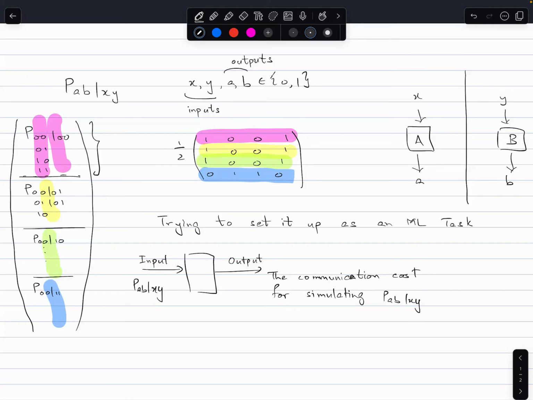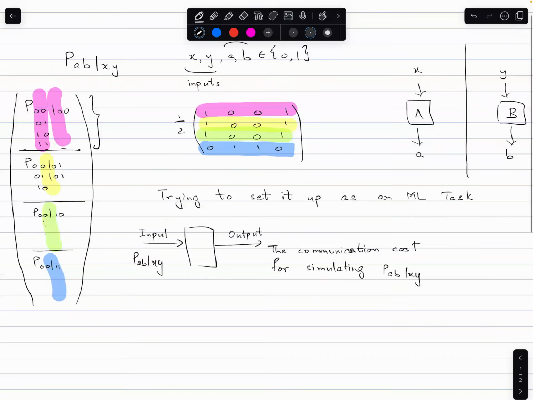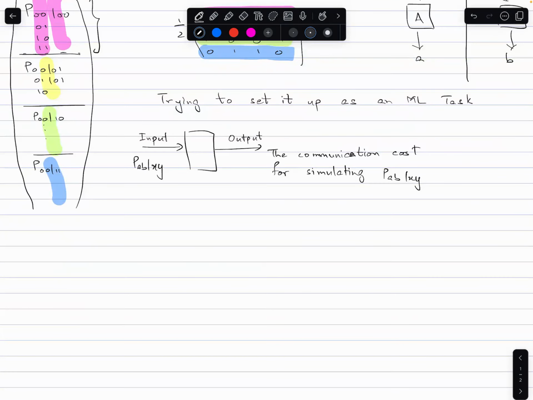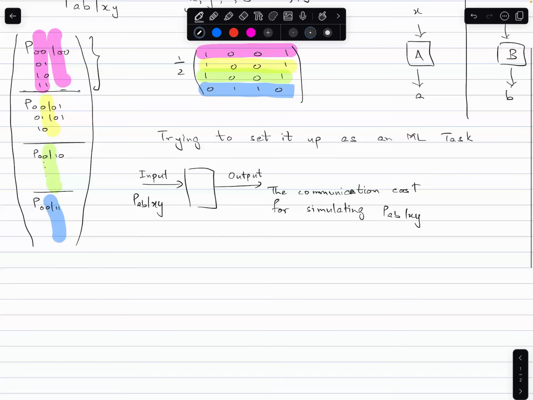We have seen one explicit protocol which provides us this simulation, when P of A, B given X, Y is generated using a quantum source. We don't necessarily have a guarantee that P should come from a quantum source. We could take this arbitrary mathematical object and just ask, what's the communication cost for simulating it?